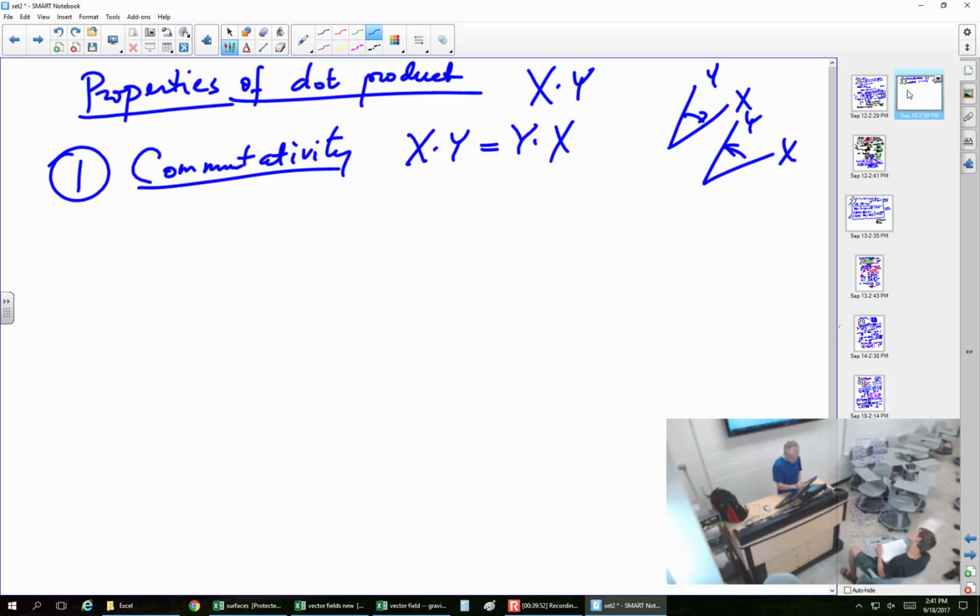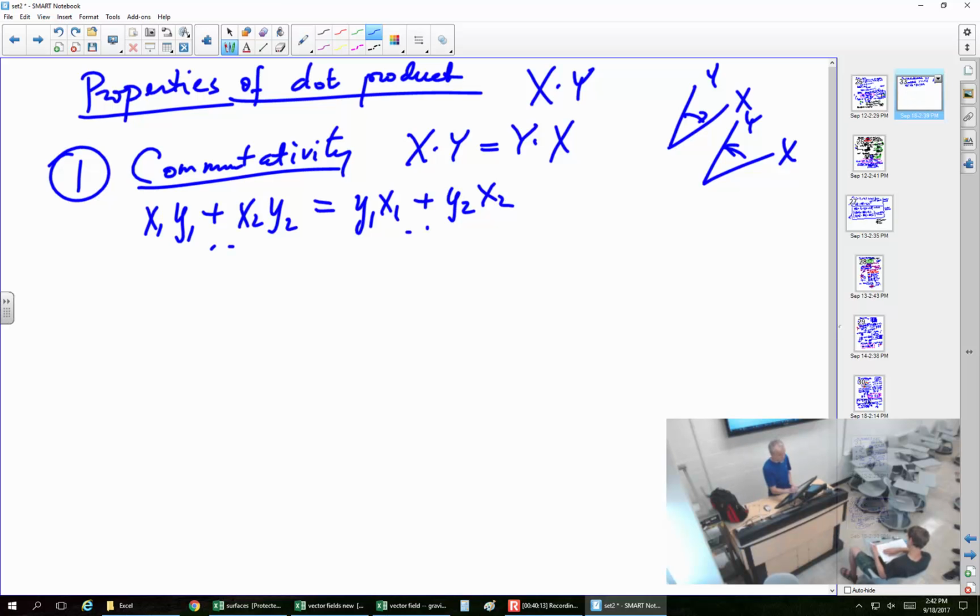Now let me write out x1 y1 plus x2 y2 for dimension 2, just as an illustration of why this is true. Now I'm using commutativity of numbers to do this. Okay, and that is the same. These two are obviously the same, and so this is the left-hand side, this is the right-hand side of the property.